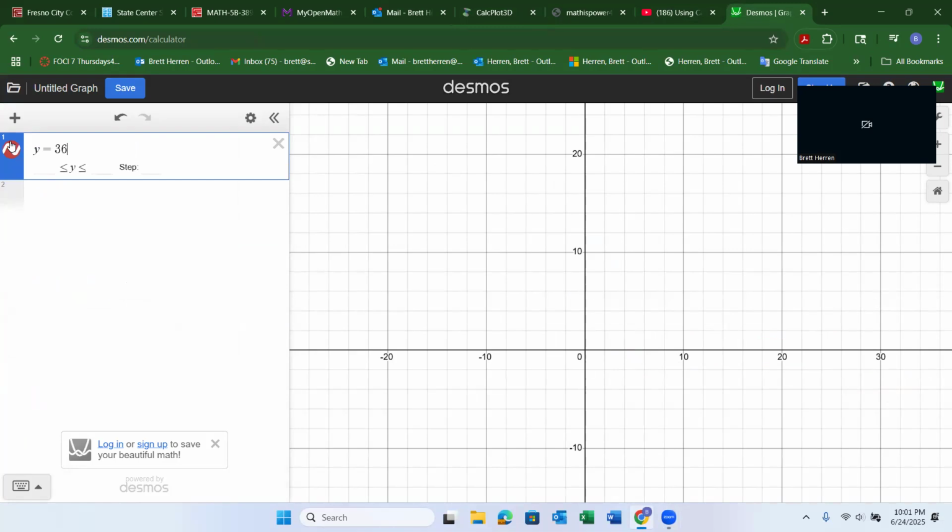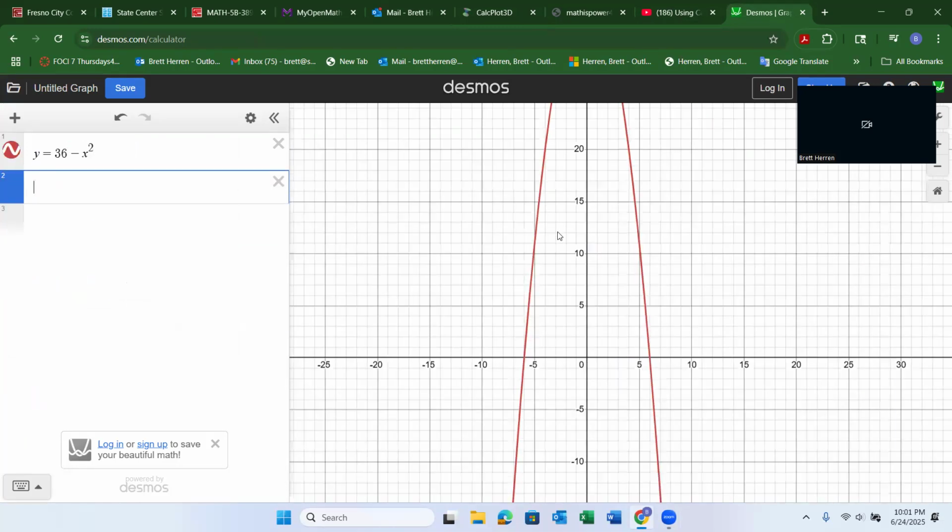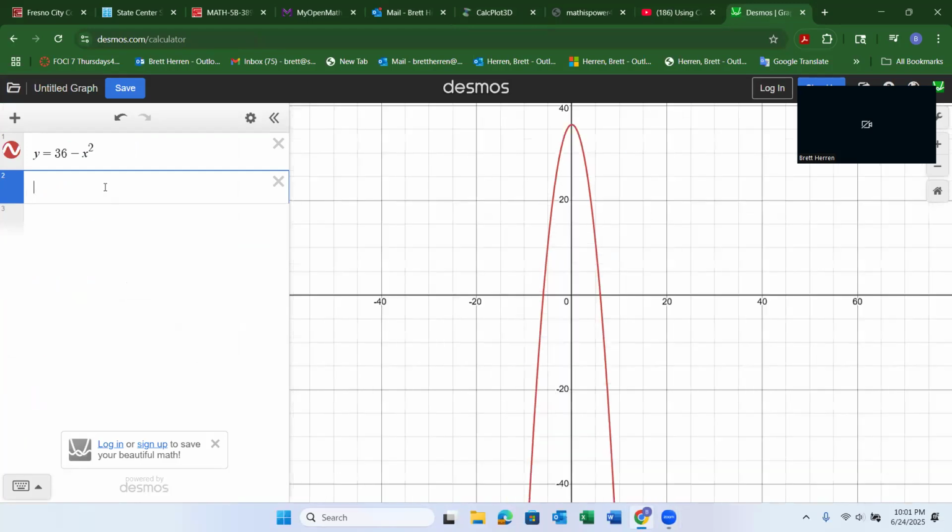Y equals 36 minus x squared. So let's put that in again anyway. So there's that. But now I'm going to do an integral. Now, how do you do an integral? You type in I N T. You tracking with me? INT. So I just typed in INT, and we're going to integrate from, remember it was -6 to +6.